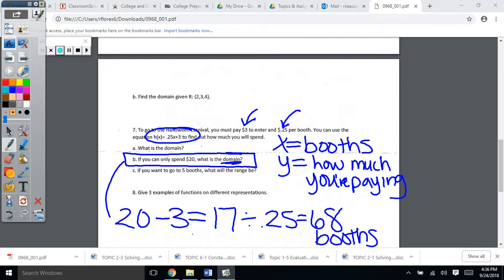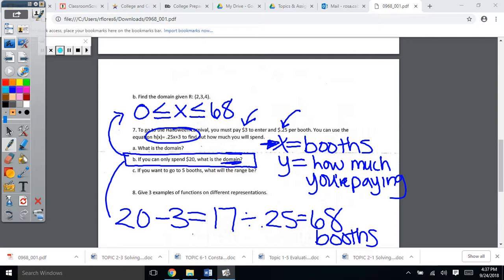They're asking for the domain, and we said domain was x, which stands for booths. If I go to the carnival and I choose not to eat any food, not to do anything but booths, the most booths I can visit is 68. If I don't want to go to any booths, then I could just go and eat food or whatever. So the least I can do is 0. So I'm going to put the answer over here. So if I don't want to visit any booths, I can go to 0 booths. But if I wanted to use all my money on booths, I can visit a total of 68 different activities.